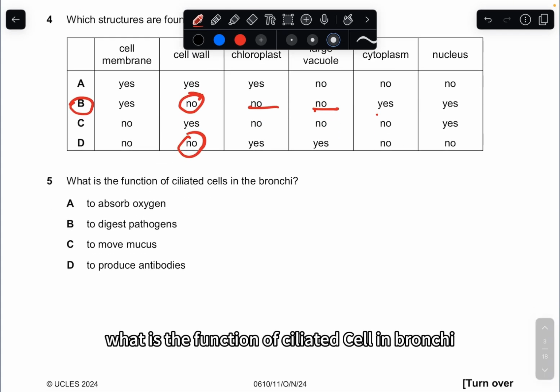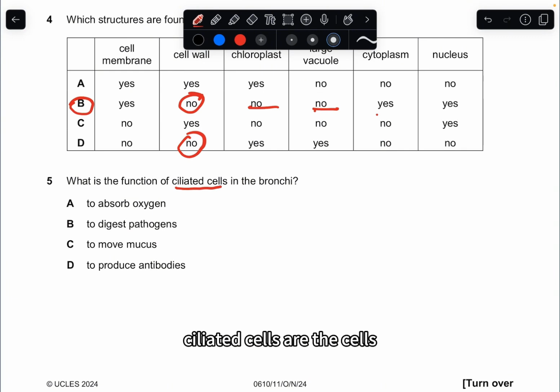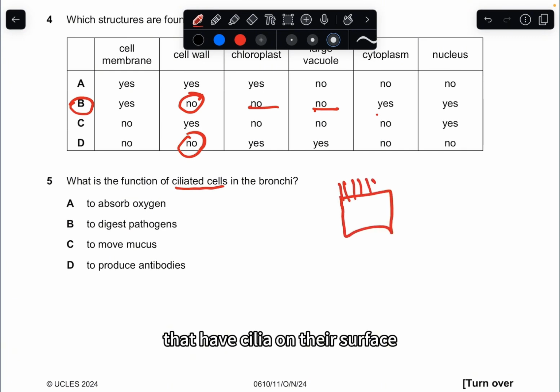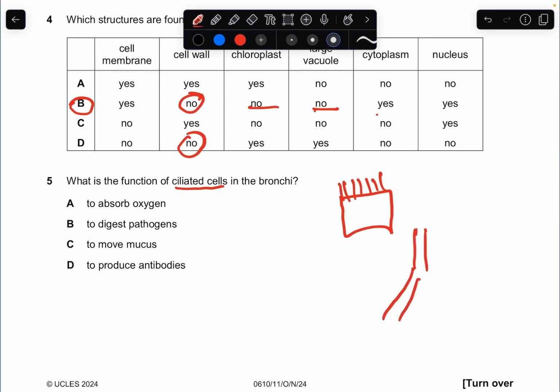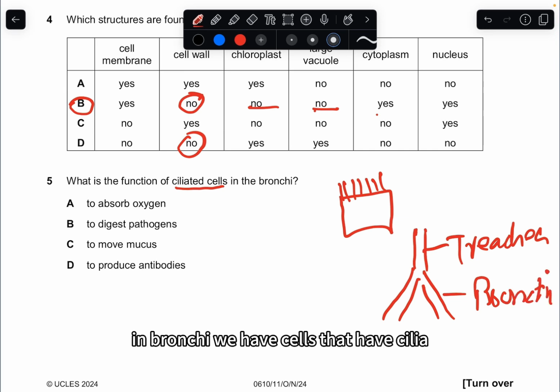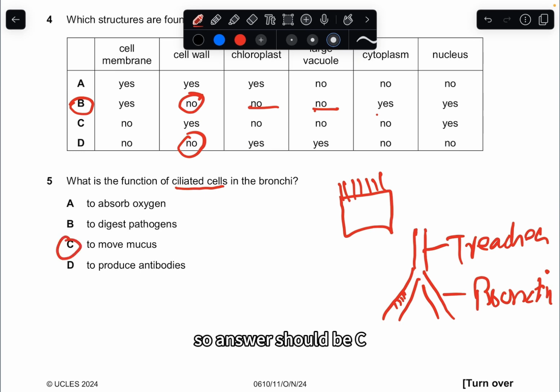What is the function of ciliated cell in bronchi? Ciliated cells are the cells that have cilia on their surface. So function of cilia is to remove the mucus. So in the lungs, we have this trachea and bronchi. In bronchi, we have cells that have cilia, so they remove the mucus. So answer should be C.